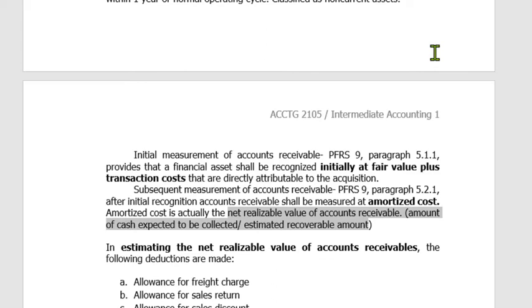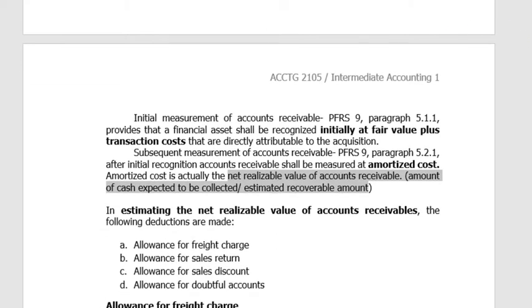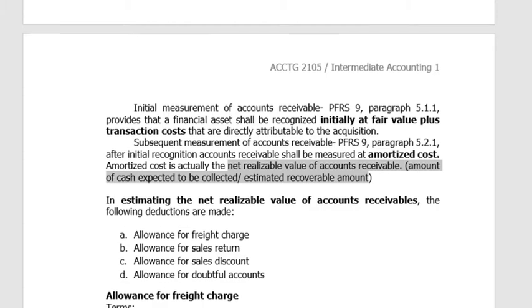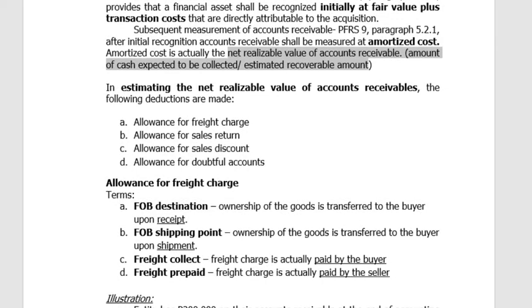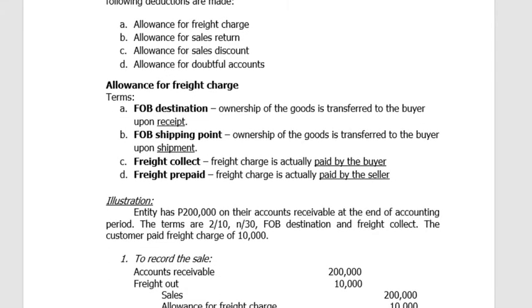So how do we estimate itong mga net realizable values na ito? So there are 4 na i-discuss natin for this part of the module. The allowance for freight charge, allowance for sales return, for sales discount, and for doubtful accounts. So now let's go with the allowance for freight charge. There are terminologies that you will be encountering when you are answering problems. Ito yung FOB destination, freight on board destination, FOB shipping point, freight collect, and freight prepaid. So, isa-isahin natin. Ano ang ibig sabihin ng mga terminologies na ito?